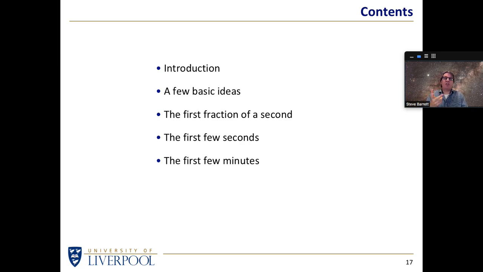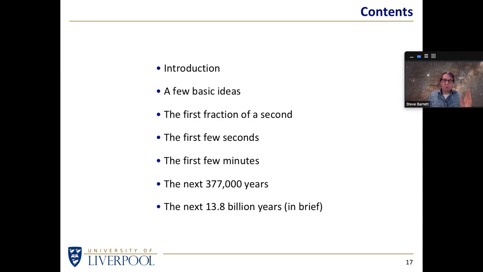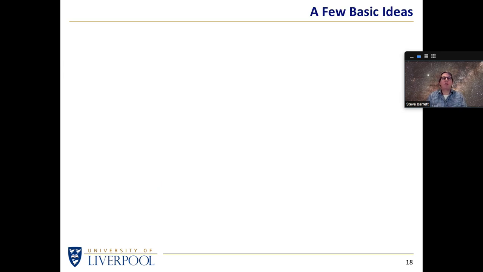Then we'll have to change gear slightly, or we'll be here all night. And then we'll fast forward the next 377,000 years. That's not a random number. There's a very specific reason why we're jumping ahead to that point in time. And then we'll zoom through the next 13.8 billion years in no time at all. So that's what we're going to cover.